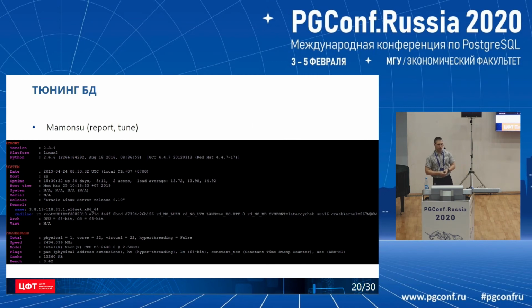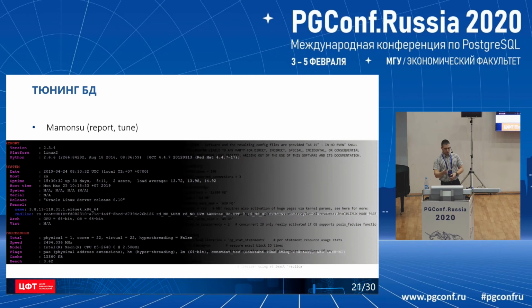Now, moving on. What can we do in this case? We have to somehow tune our database. Here we're working with Monsu. We have the tuner and report. We already had a presentation on this utility. And this allows us to tune the configuration files of Postgres and the system files.